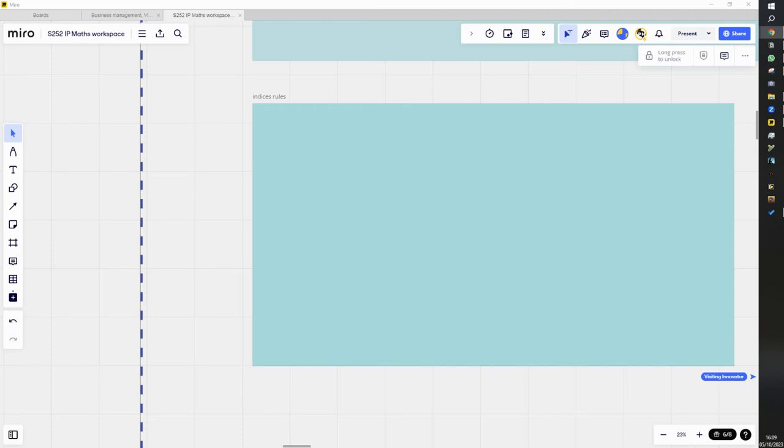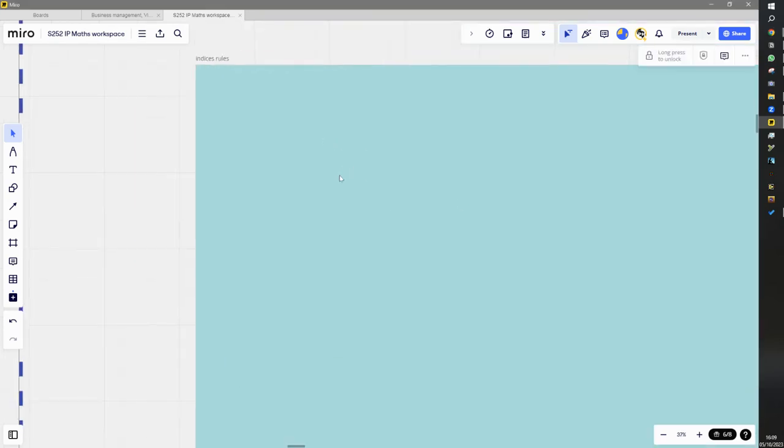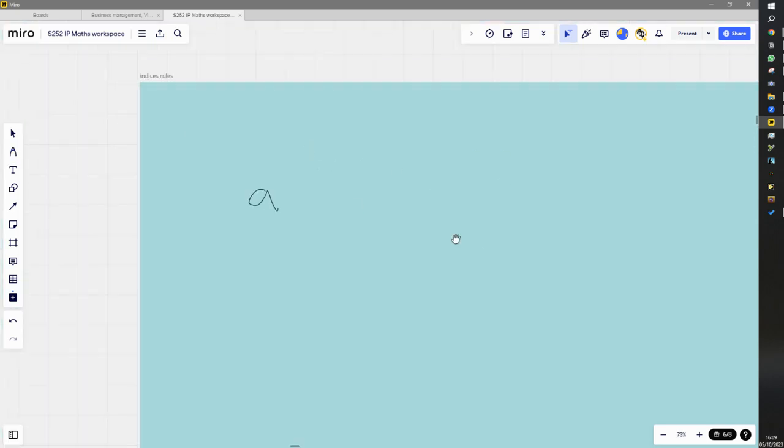All right, so indices rules. Let's first of all remind ourselves what these things mean. When I write a squared, we know that it means a times a. And when I write a cubed, we know it means a times a times a.